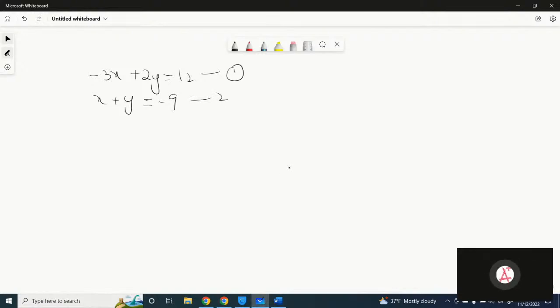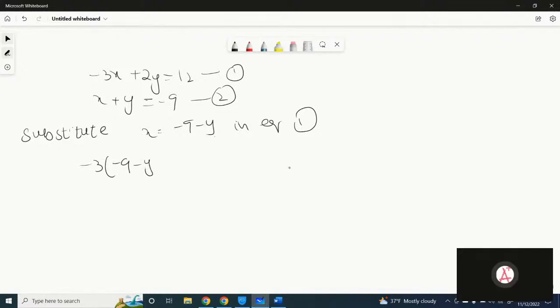This is equation 1 and this is equation 2. So let's find the value of the x variable from equation 2. So it would be x equals negative 9 minus y. Let's substitute x equals negative 9 minus y in equation number 1. So replace x with negative 9 minus y. So it would be negative 3 times negative 9 minus y plus 2y equals 12.